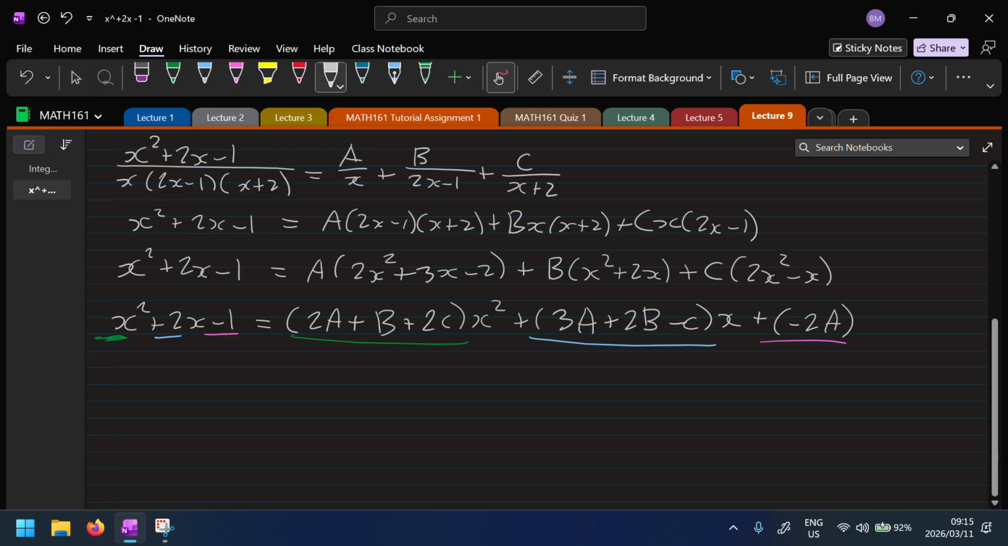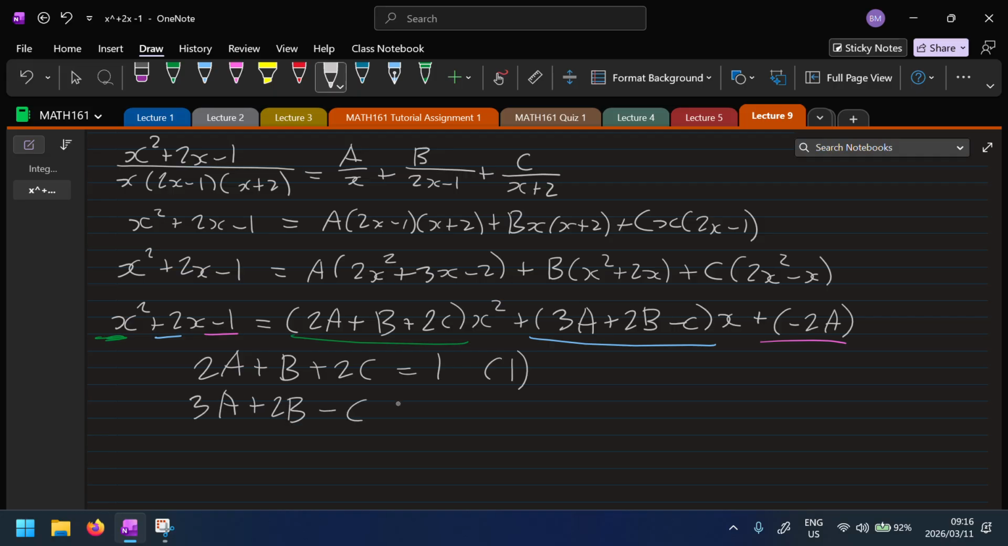So my set of equations is going to be 2a plus b plus 2c equals 1. That's equation 1. That's green. Next, 3a plus 2b minus c, that's going to be equal to 2. That's my equation 2. And finally, minus 2a and nothing else there. So minus 2a equals minus 1. That's equation 3.